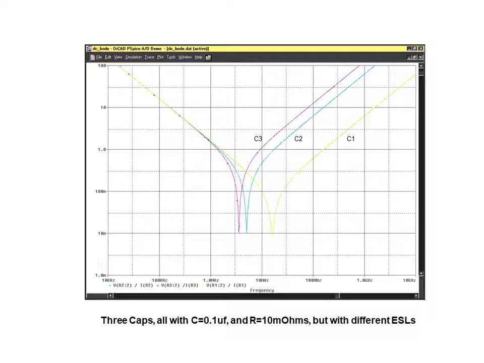So this is the plot we just described, with the three caps of capacitance 0.1 microfarad, ESR of 10 milliohms, and the different ESLs we chose, as we just described about the plot.